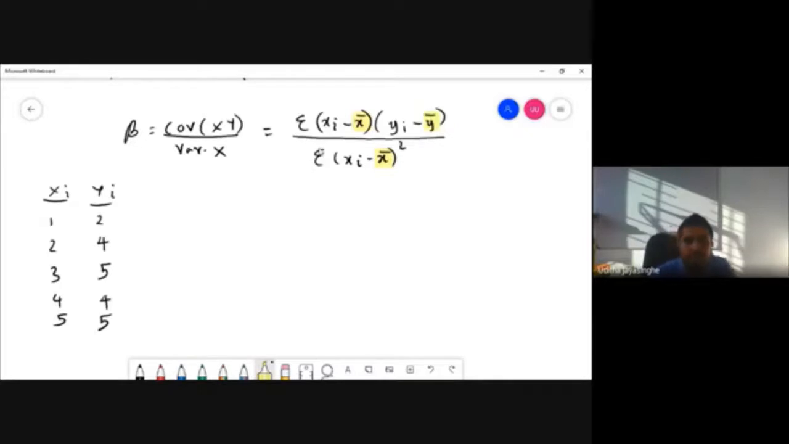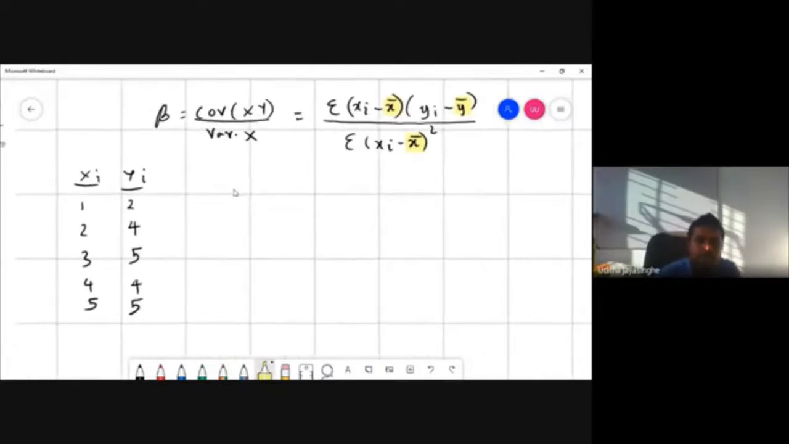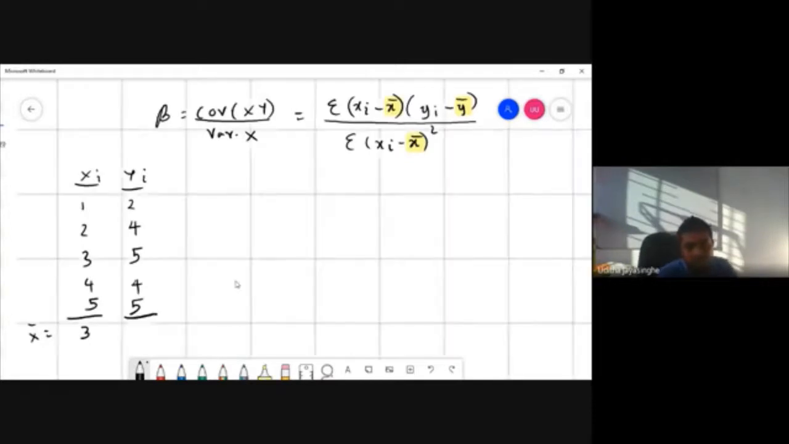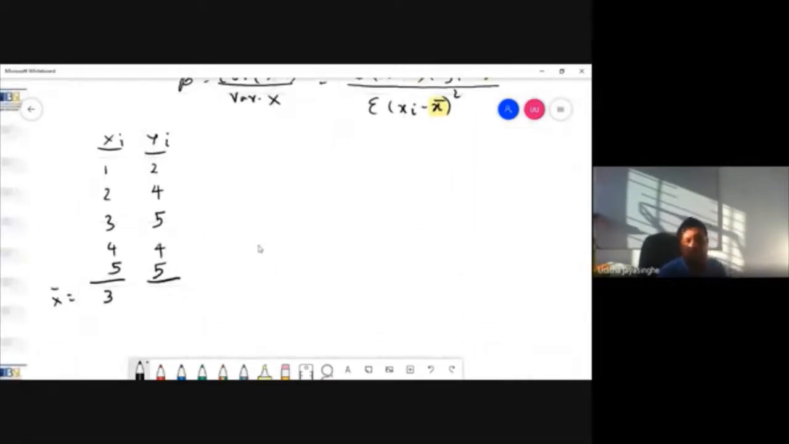How do you do that? Simple. We add all these numbers up and divide by 5. Why? Because there are 5 data points. So x bar is going to be 3: 1, 2, 3, 4, 5 and divide by 5. So similarly, y bar here is going to be 4. Take out your calculators and calculate with me.